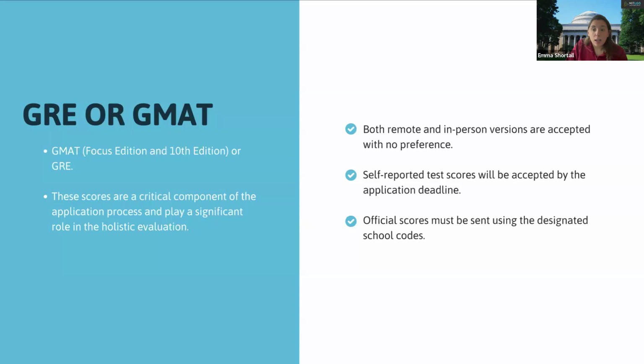Pay attention to the details for the test submission and the waivers. We will need the official test scores, so make sure to read how to send the official test scores to MIT. That will all be in your application.